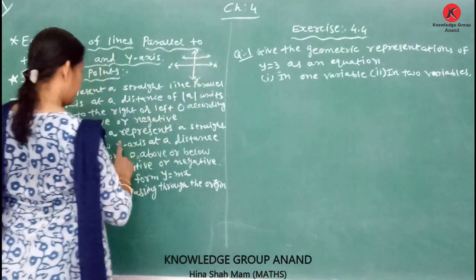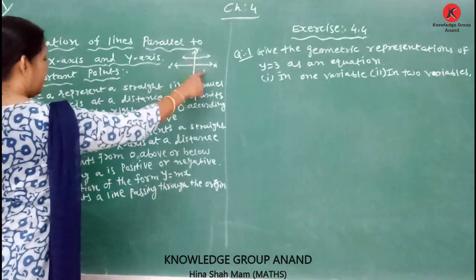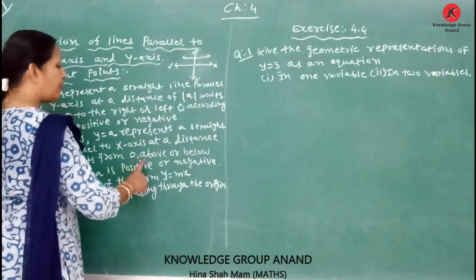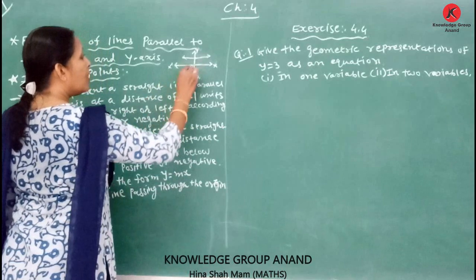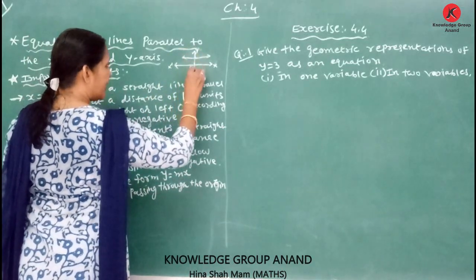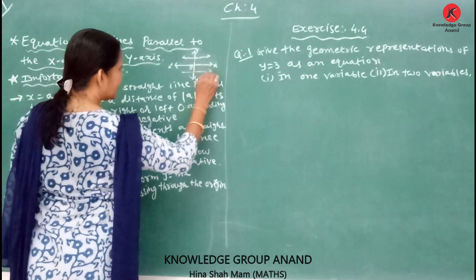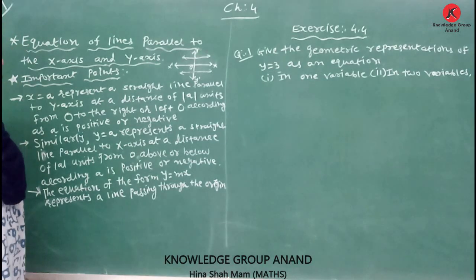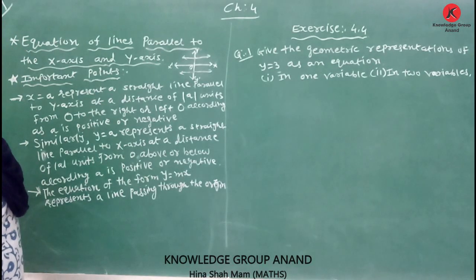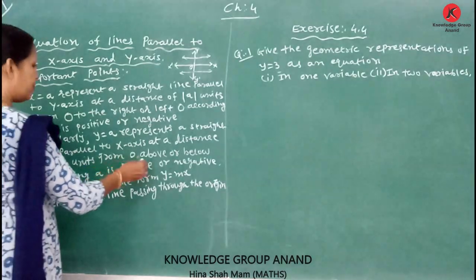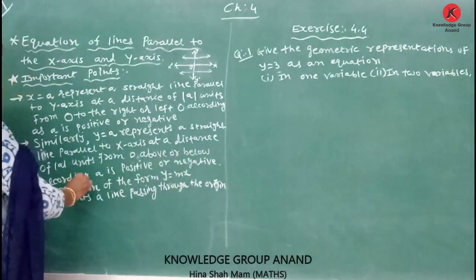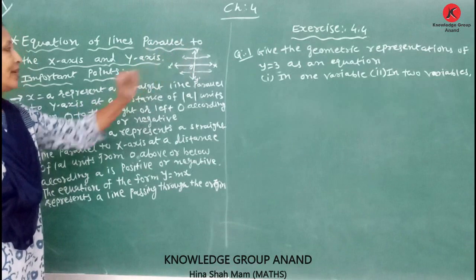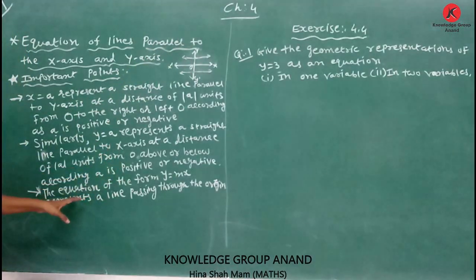Parallel to which axis? Parallel to the x-axis, at a distance of modulus a units from the origin O. If a is negative, then it is below, parallel to the x-axis. If a is positive, then it is above, parallel to the x-axis. From O, above or below: according as a is positive then it is above, and negative then it is below.